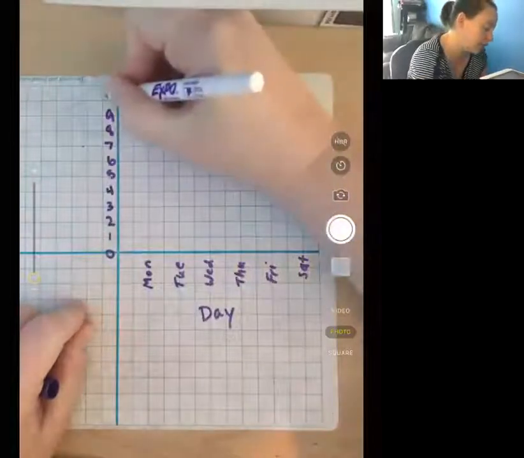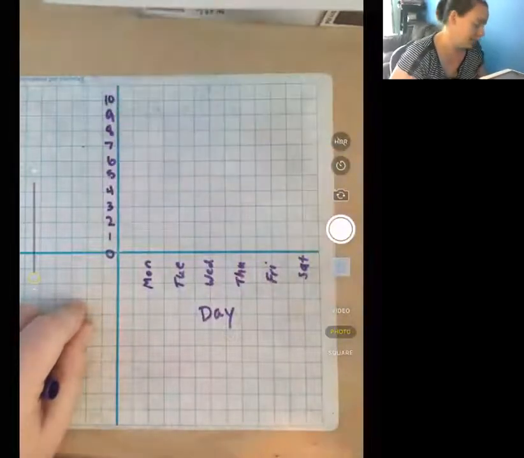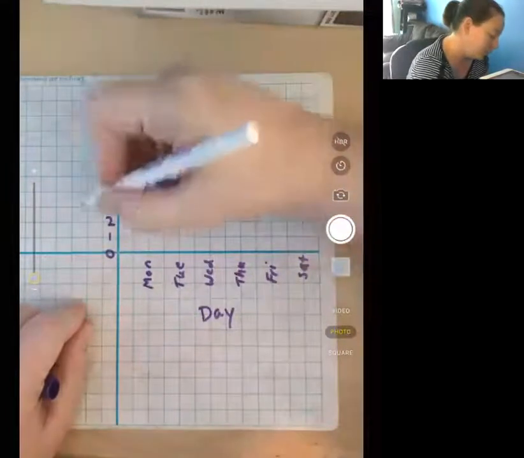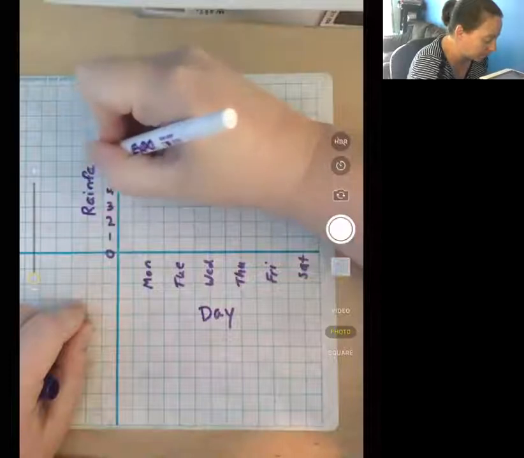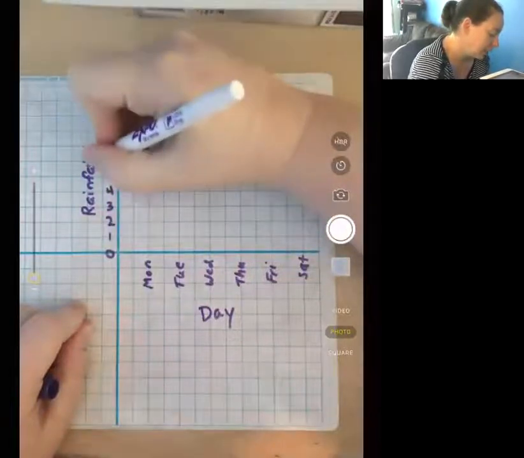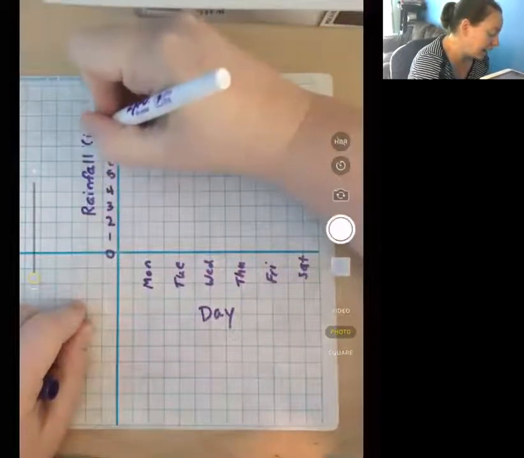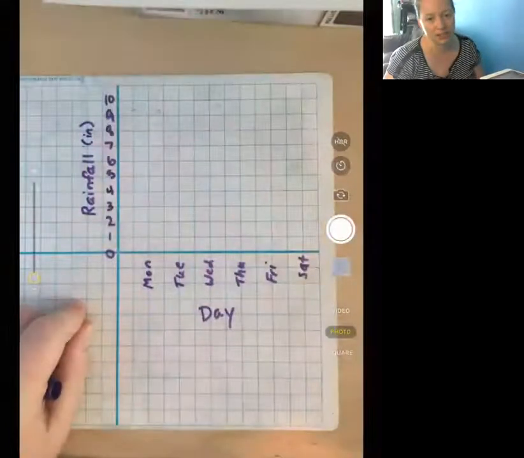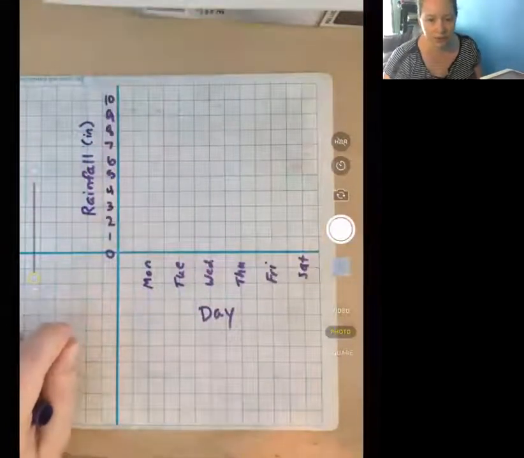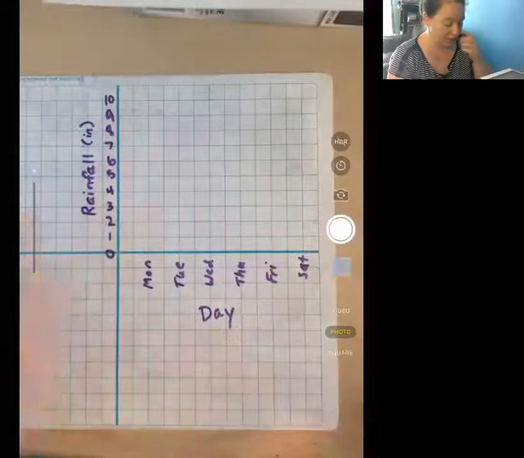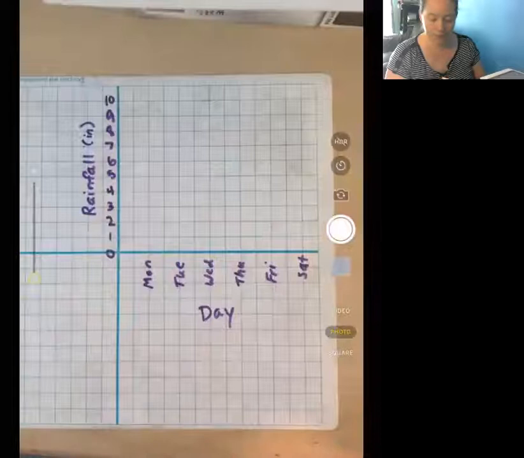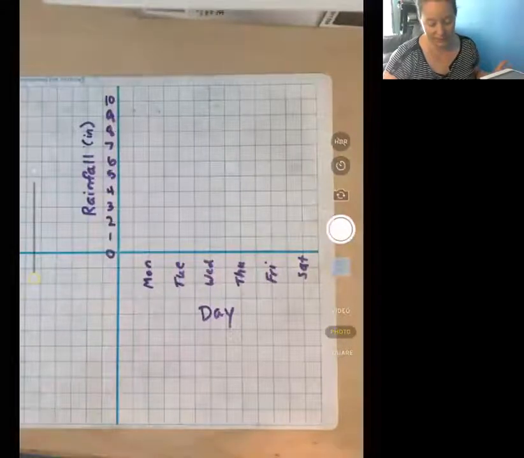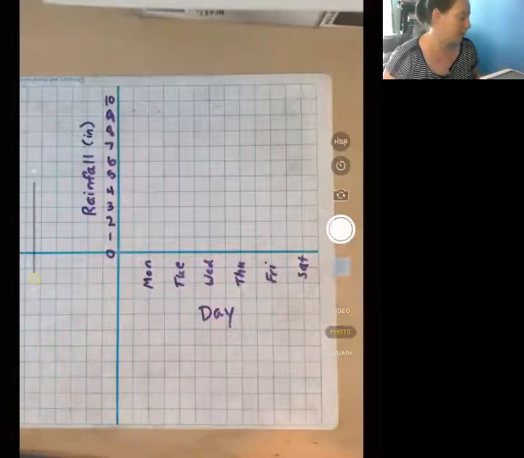Actually, you know what? Let's go ahead and put in 10. And then on the side, writing up, I'm going to do rainfall. And then IN for inches next to it. So right now you should have a graph inside your book that looks very similar to this. Okay, so let's graph our points now. Now that we have all of this, all that we have left to do is graph our points.